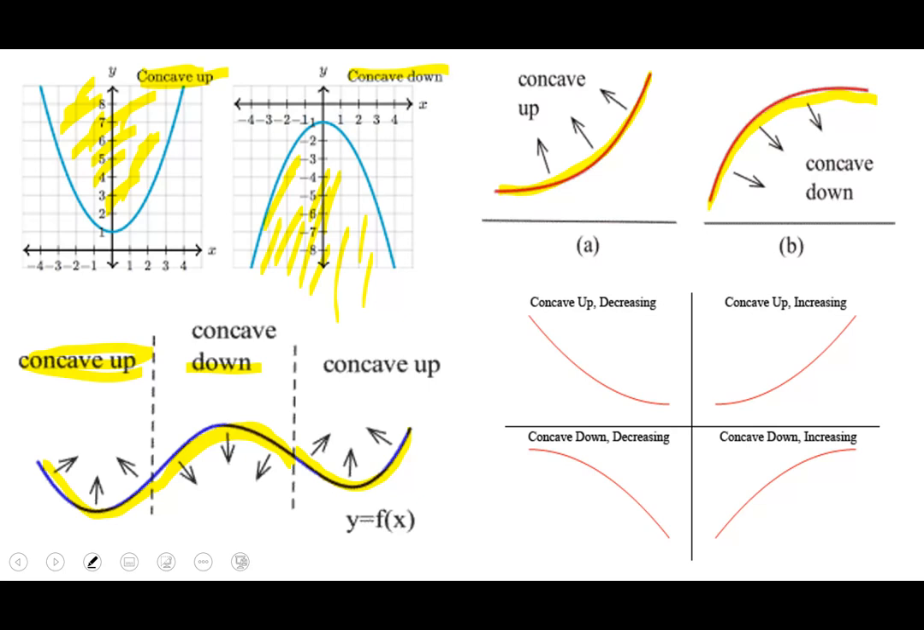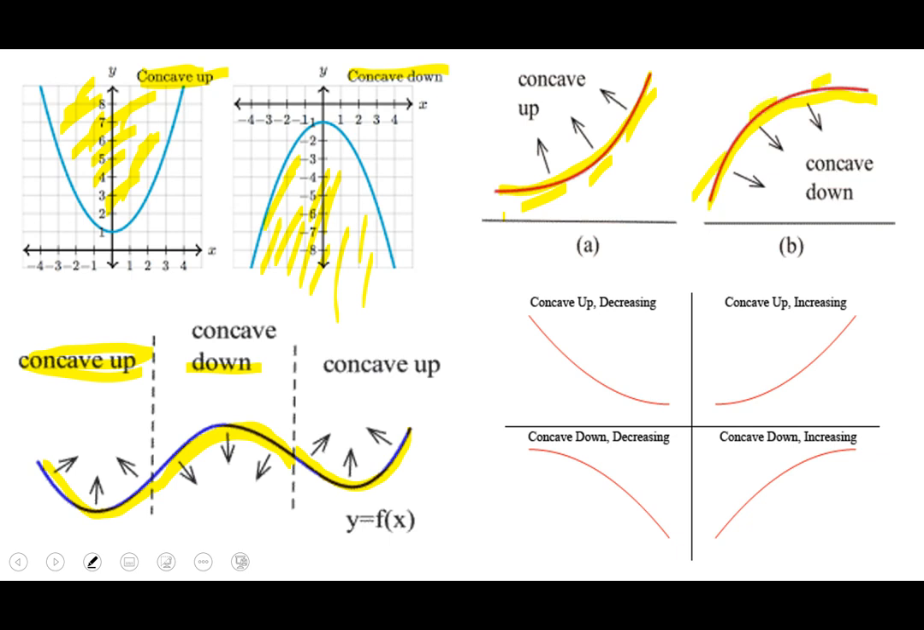Again, if the whole water thing isn't helping you, think about where the tangent lines would be. Because the tangent lines would be underneath on the left, that's how you know that it's concave up. The tangent lines would be above on the right, so that's how you know that it's concave down.